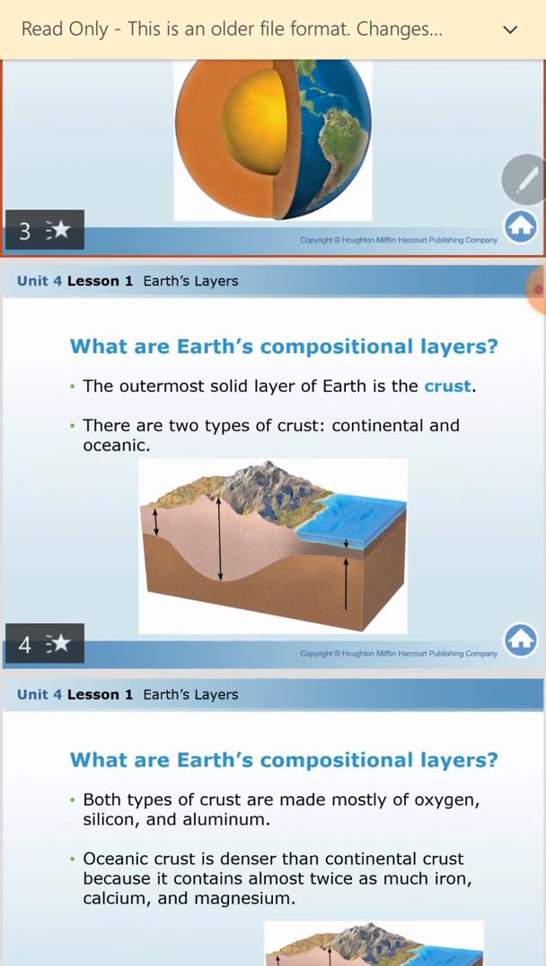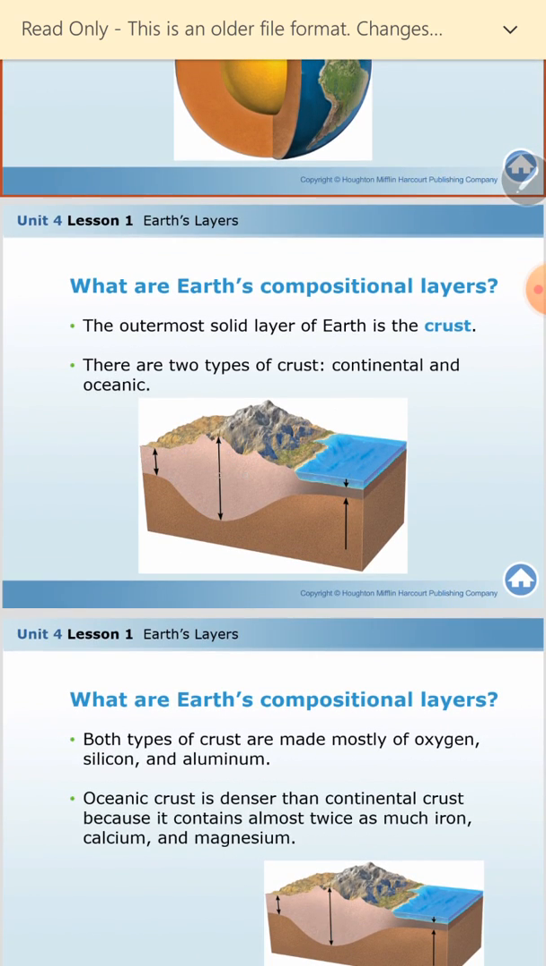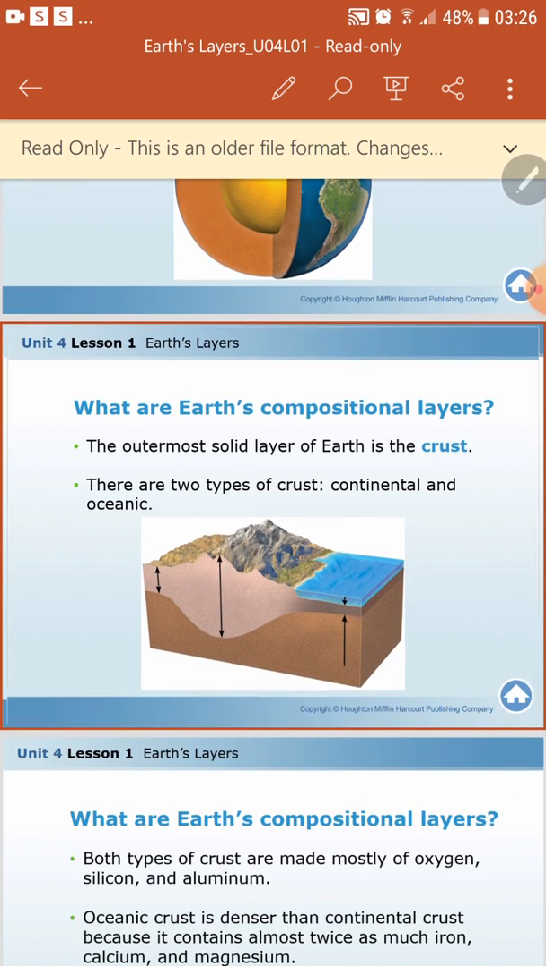But if we take a very big zooming on it, it will look like this. It can be divided into two parts: the continental and oceanic crust. Continental crust and oceanic crust.